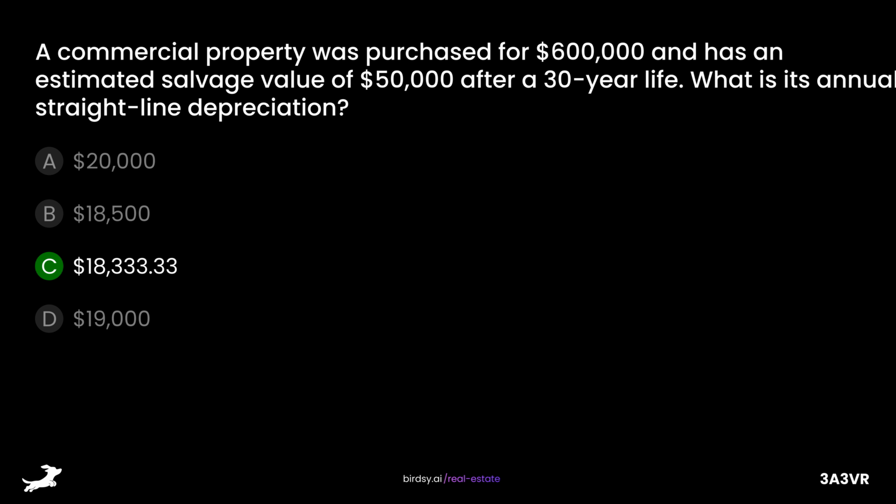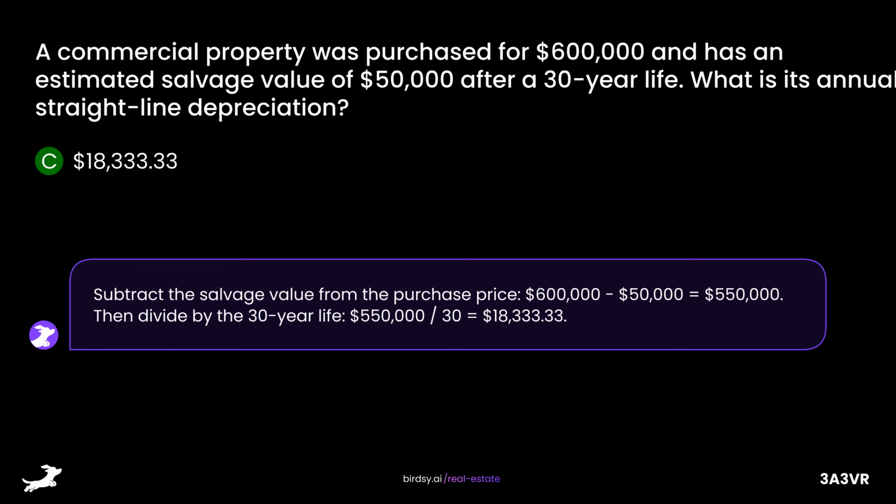$18,333.33. Subtract the salvage value from the purchase price. $600,000 minus $50,000 equals $550,000. Then divide by the 30-year life. $550,000 divided by 30 equals $18,333.33.